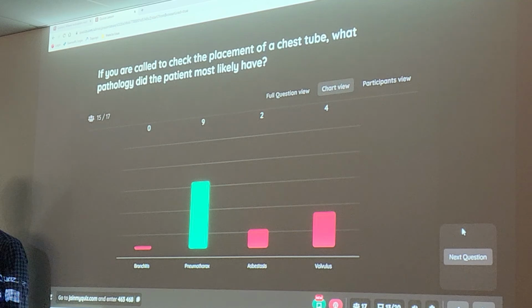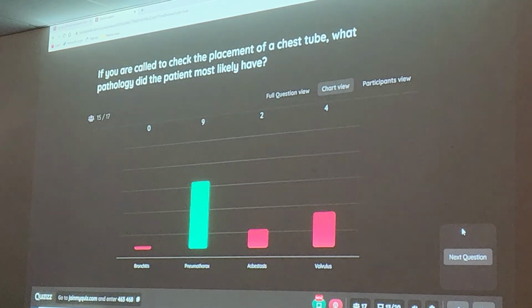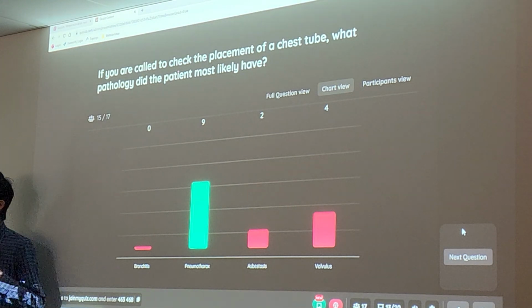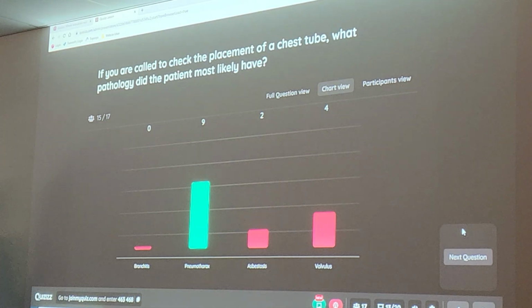Okay. Once again, the answer is pneumothorax. Remember, treatment for pneumothorax involves a chest tube. Putting that tube in between the ribs, release the air, let the lungs expand back to their original size.